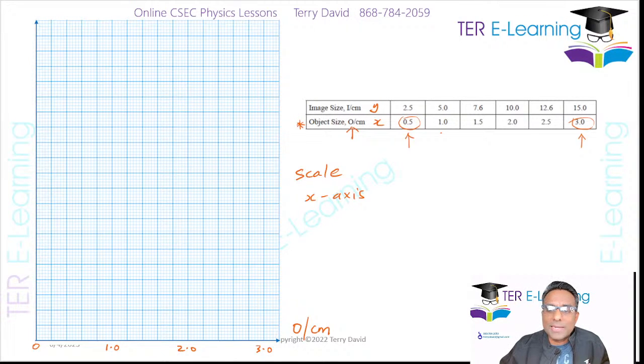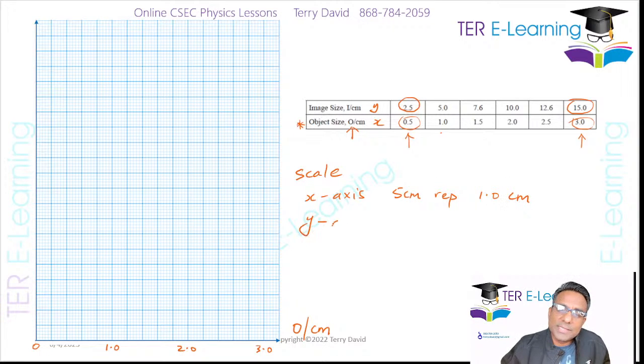So let's deal with the y-axis now. So on the y-axis now, we're going to have image size. But look at the smallest number that we have here, 2.5, and we're going up to 15, right? Select for me what scale I should use on my y-axis. So on my x-axis, I'm using 5 cm to represent 1.0 cm, right? I want you to select a scale I can use on the y-axis. Keep in mind you want to maximize the use, you want to maximize your graph paper.